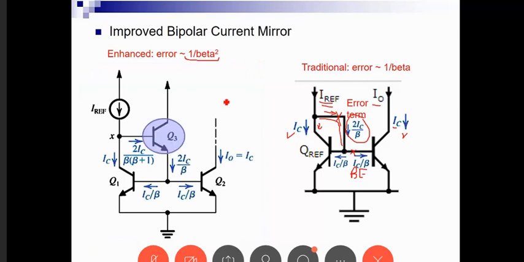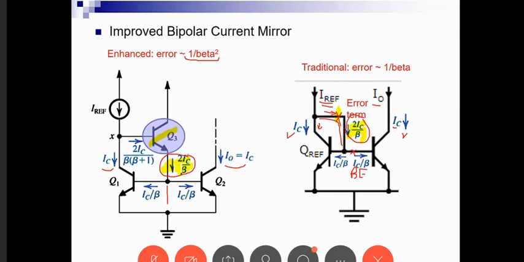What is different between those two circuits? IO equals IC, they are still sharing the same VBE. IC is flowing here, and this branch still has, like here, 2IC over beta. So this branch still has 2IC over beta. What differed is that I made a breakpoint here. I injected a BJT transistor here.